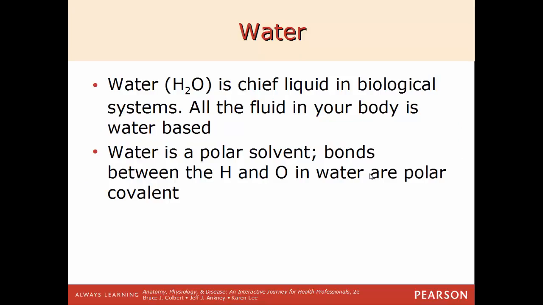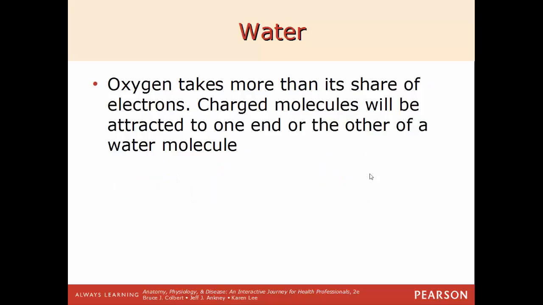All right, next we'll talk about water, H2O. As you can imagine, the chief liquid that's found in all biological systems. All the fluid in your body is water-based, whether it be the plasma in your blood or cerebrospinal fluid or lymph. It's all water-based. Water is going to be a polar solvent. Bonds between the hydrogen and oxygen within water are going to be polar covalent. And that's because the oxygen within that compound of water will take more of its share of the electrons.